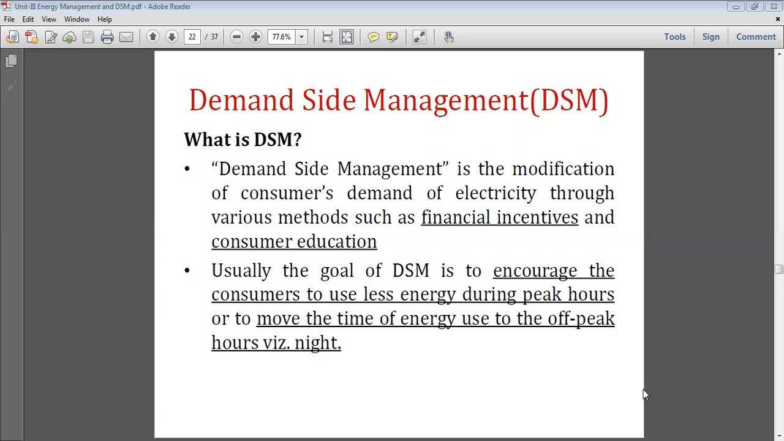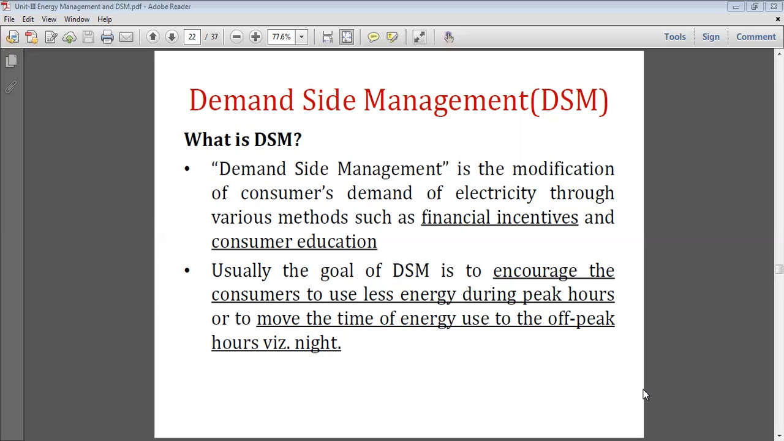So now your basic rate is 5 rupees per unit. Now it is added by 1 rupee 10 paisa during evening time, that is peak hours, 6 p.m. to 10 p.m. So by using some financial incentive, a financial additional burden over the consumer demand, and by educating the consumer, definitely we can modify the electrical load of the consumer. If you are able to modify the electrical load of the consumer, definitely it will give demand side management.